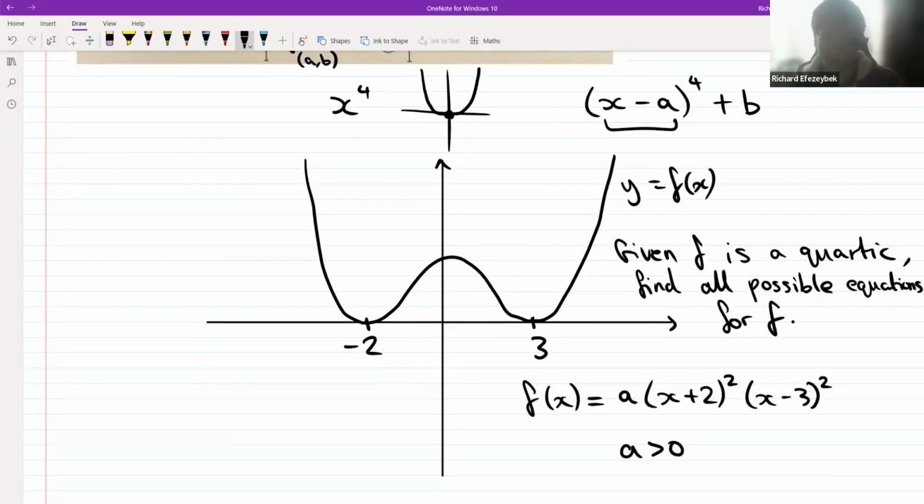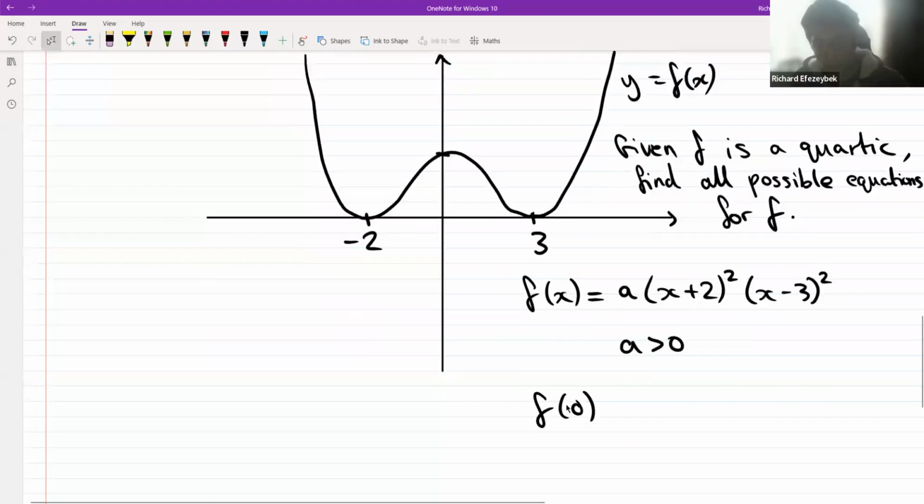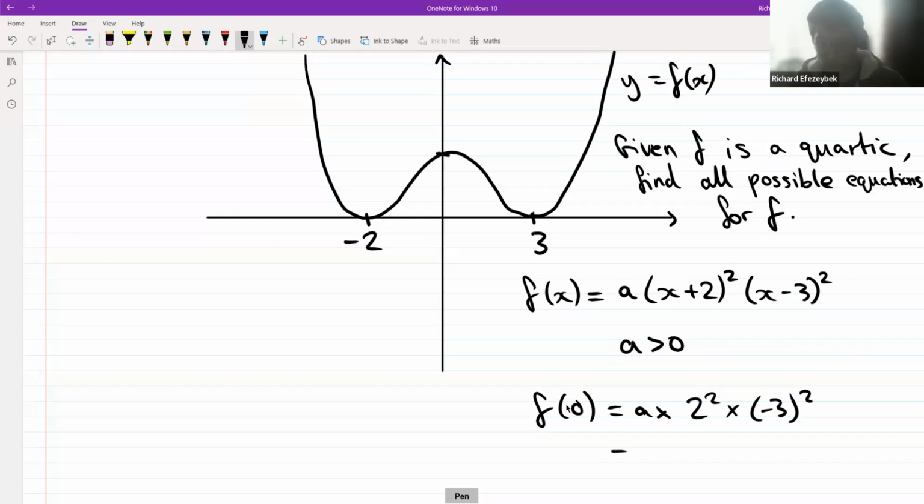Another sort of side question we could have with this, if it's a calculus-based question, they could ask you to find the coordinates of this minimum point. We'll look at that kind of thing at a later date. Another thing might be find the y-intercept in terms of a. To do this, we just plug in x equals 0. Which is 36a.